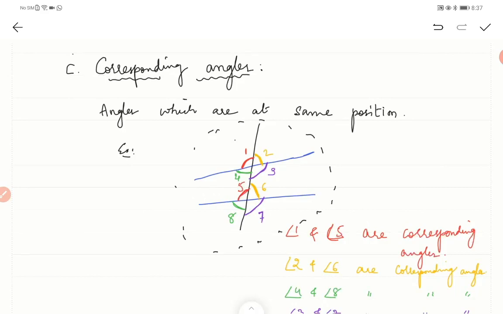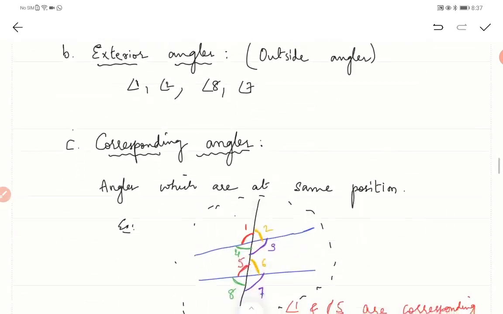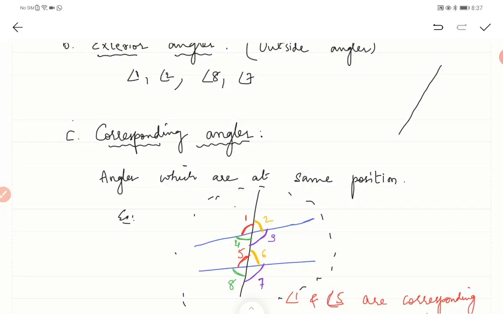So when we have a transversal cutting two lines, we get many angles formed. Interior angles and exterior angles are easy to remember, isn't it?